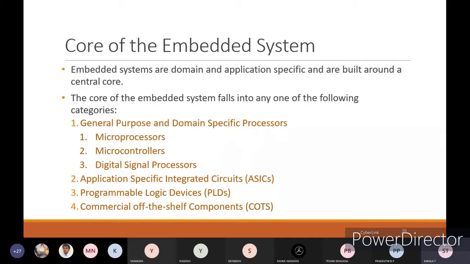domain specific processors used. And application specific integrated circuits, that is ASIC, are used as a core towards the embedded system. Another one is programmable logic devices, that is PLDs, and commercial off the shelf components, that is COTS. These are the core devices which are used to produce your embedded systems.